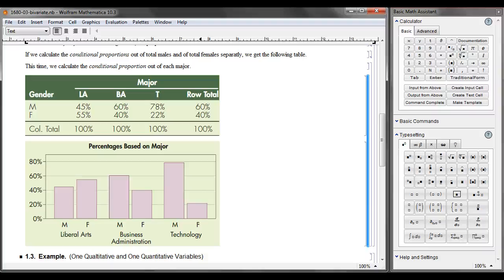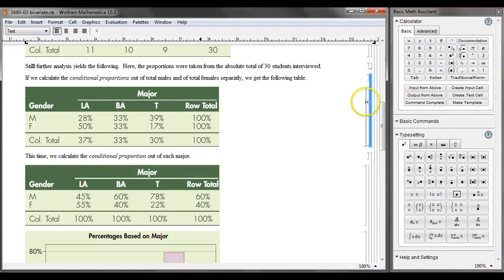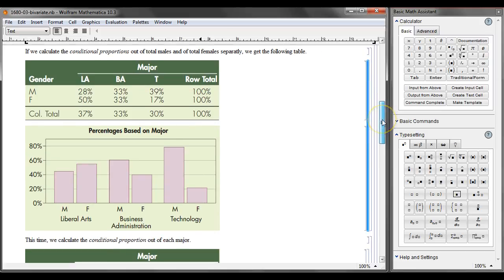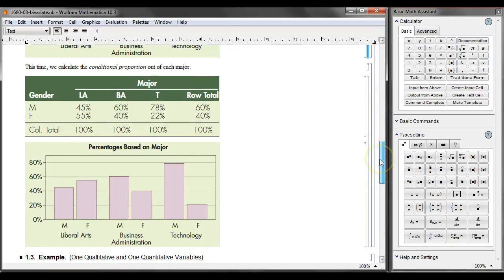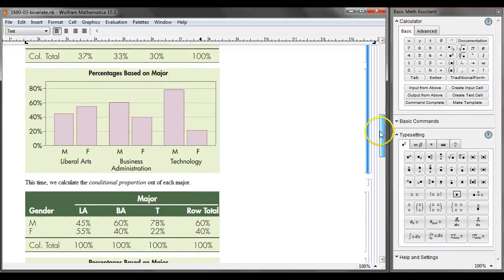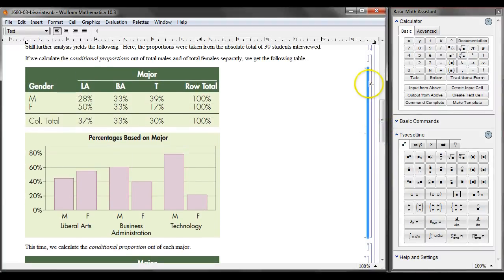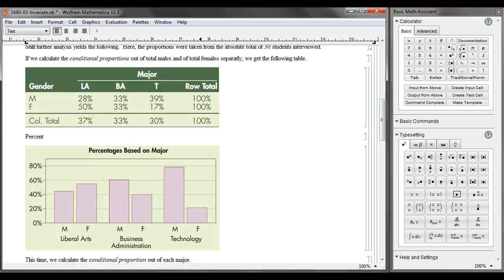And I don't like this labeling here. Our textbook author called percentage based on major for both of these charts. And this one, percentages based on major, as if they are the same, but they are not the same. The first one should have been labeled as percentage based on gender, I think.